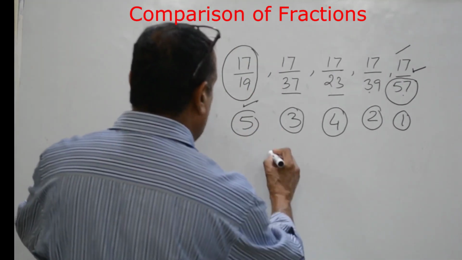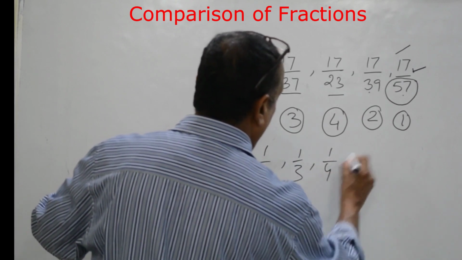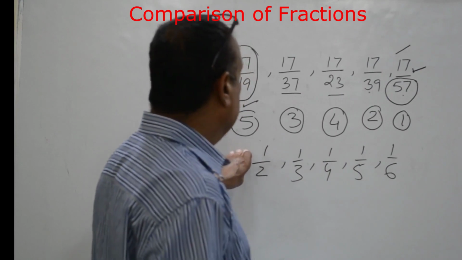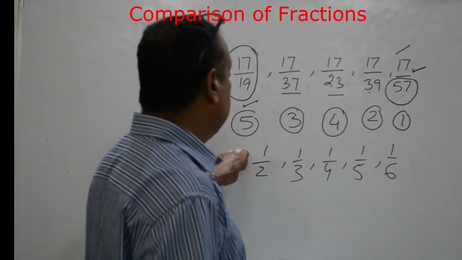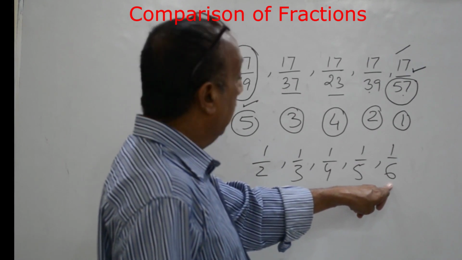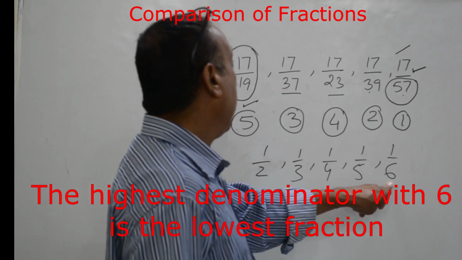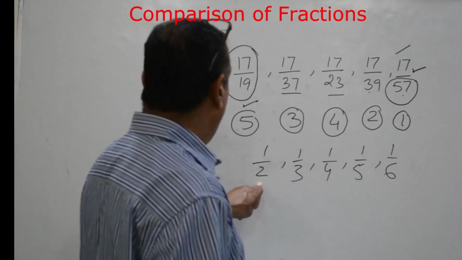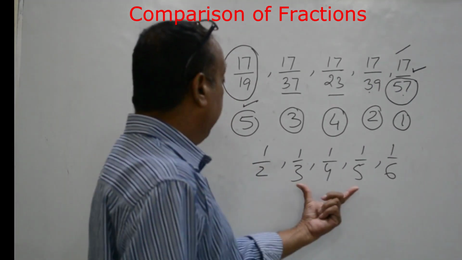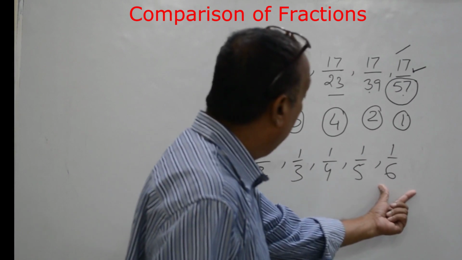Now see this example: 1 upon 2, 1 upon 3, 1 upon 4, 1 upon 5, 1 upon 6. Here in this case the numerator in all the cases is 1. So we are to focus upon the denominator. The highest denominator, 6, gives the smallest fraction, and the fraction with the lowest denominator is the highest fraction, and these three are between 1 upon 2 and 1 upon 6.